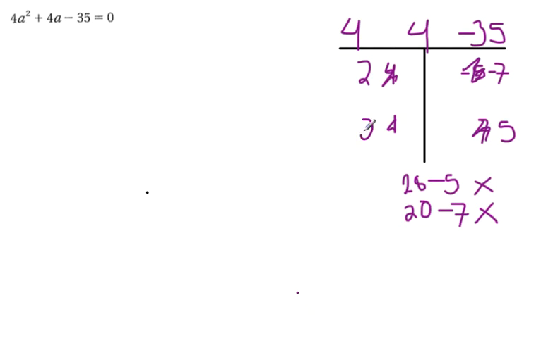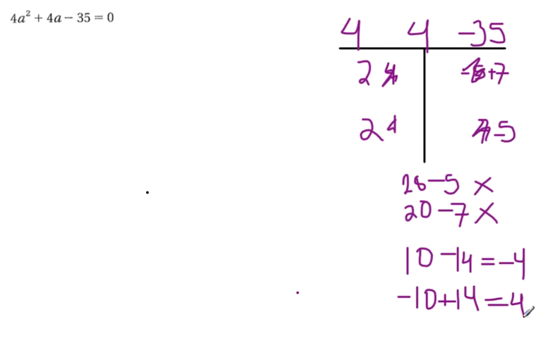Let's see what we get there. So that's going to give me 10. And this 2 times negative 7 will give me negative 14. Okay, well that equals negative 4. And I need positive 4. So maybe the only change I need to make is make this negative. Let's try it. Negative 10 plus 14 equals 4. Woohoo! I did it!